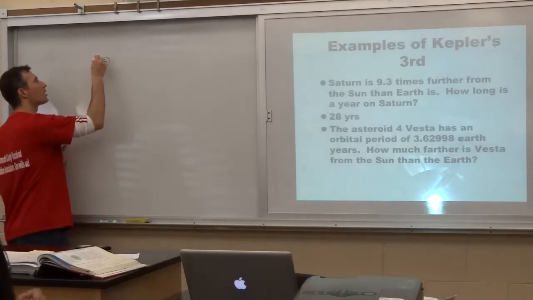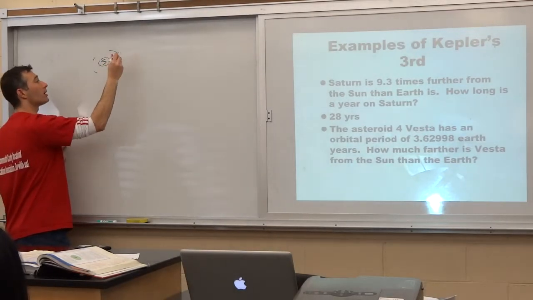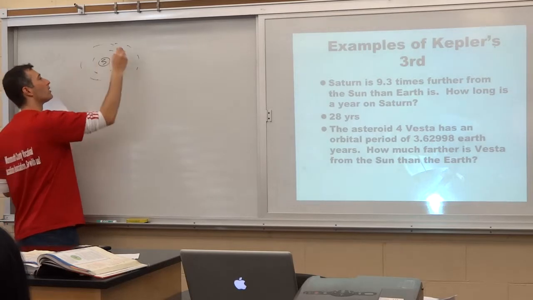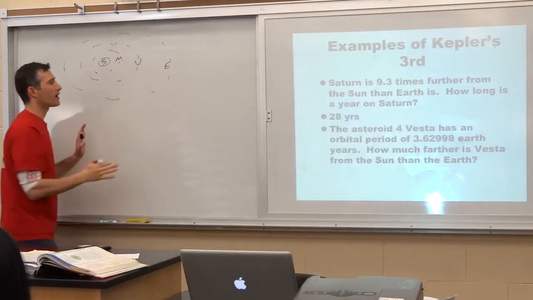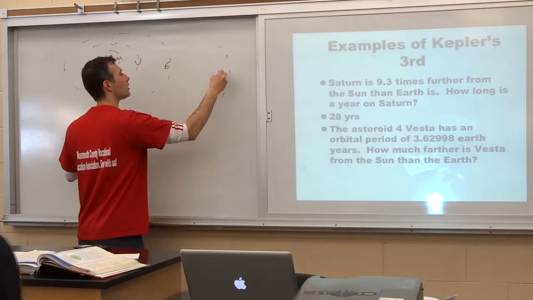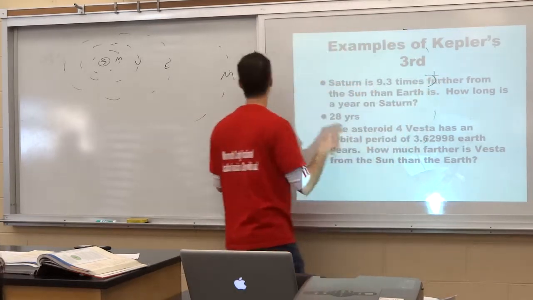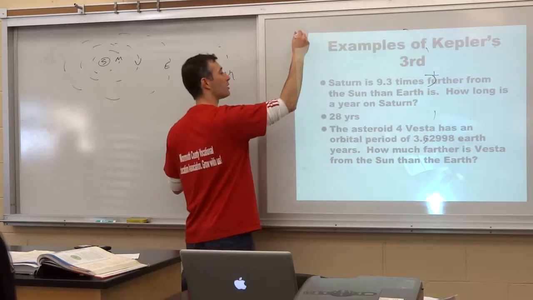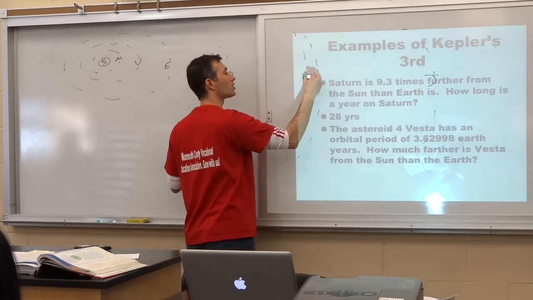All right, so here's the Sun. Who's first? Who's closest? Mercury. Right, and then who's next? Venus. And then who's next? Earth. And I'm not getting the distances right, but whatever. And then who's next? Mars. And then who's next? Jupiter. But we have some other junk in between. We have this asteroid belt in between Mars and Jupiter.